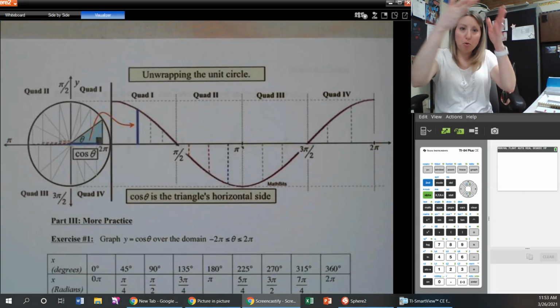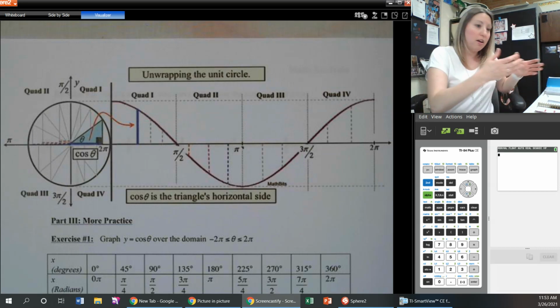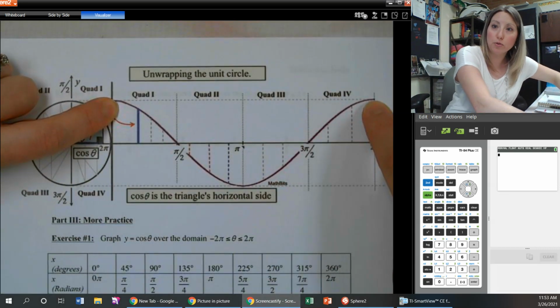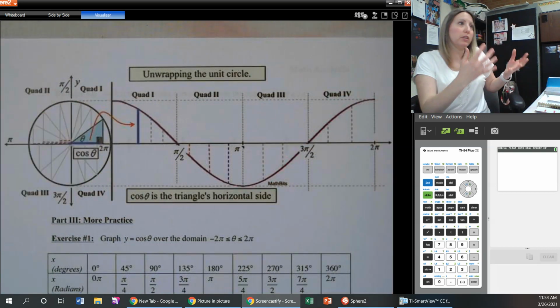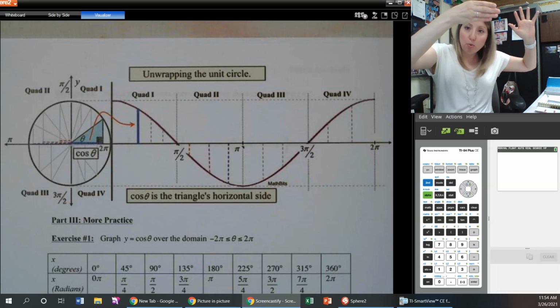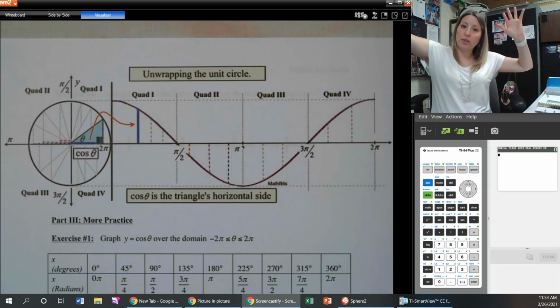Okay, and I did point out the quadrants as we went, and that's why cosine is positive in quadrants 1 and 4, right? Just like with sine, it was quadrants 1 and 2, so that's where your high points are, and then low points where you're negative.